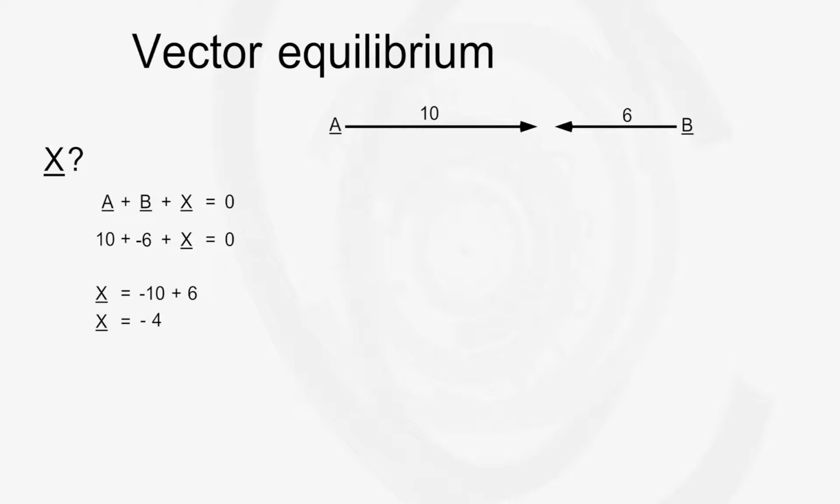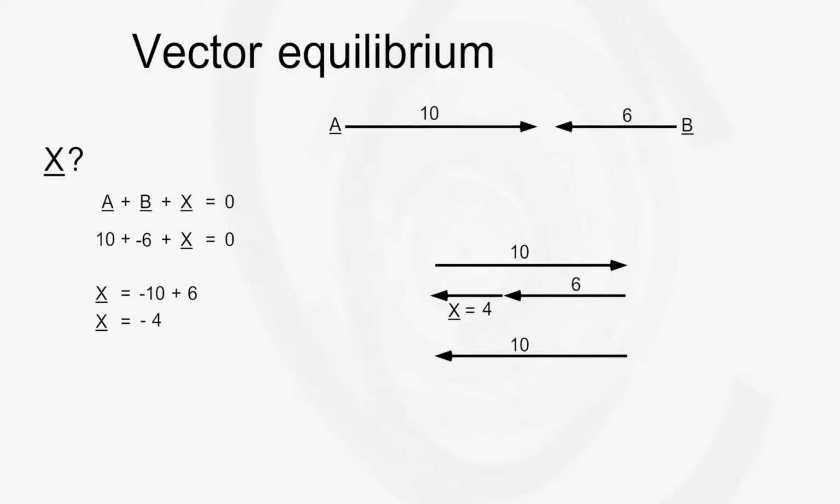Working out some simple math, we can find this vector x. After x is added, the two vectors will eliminate each other and the final result will be 0.